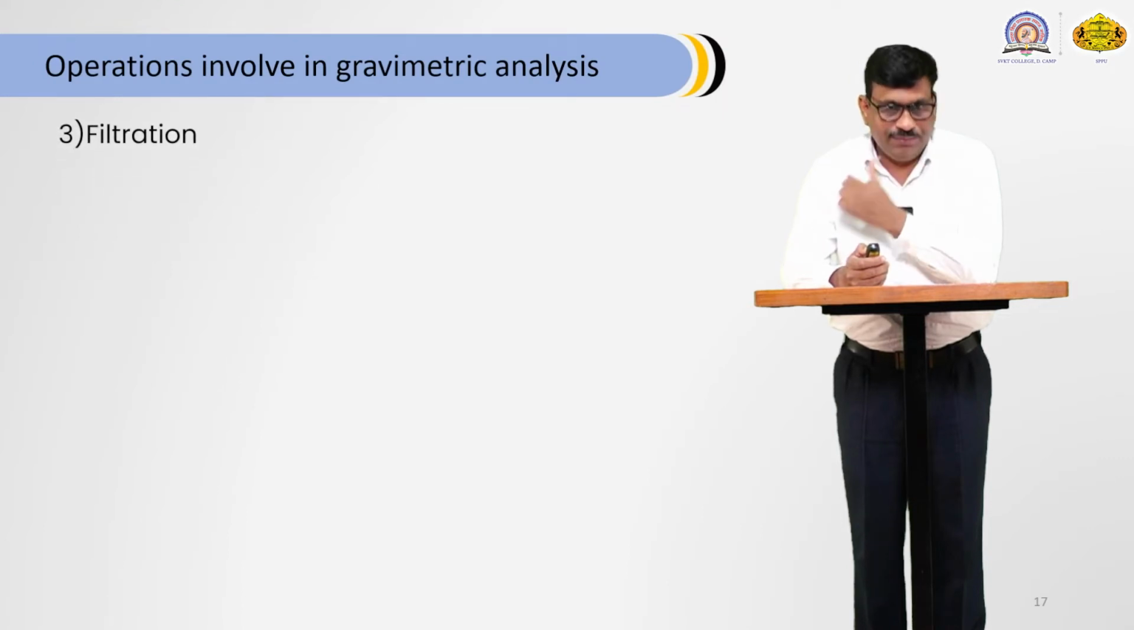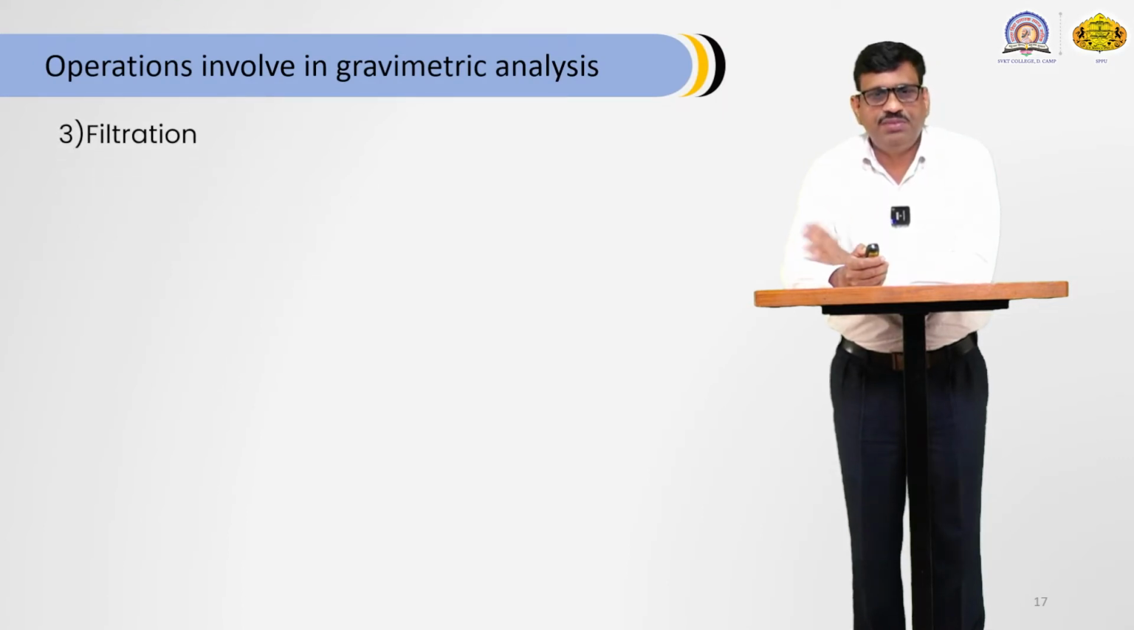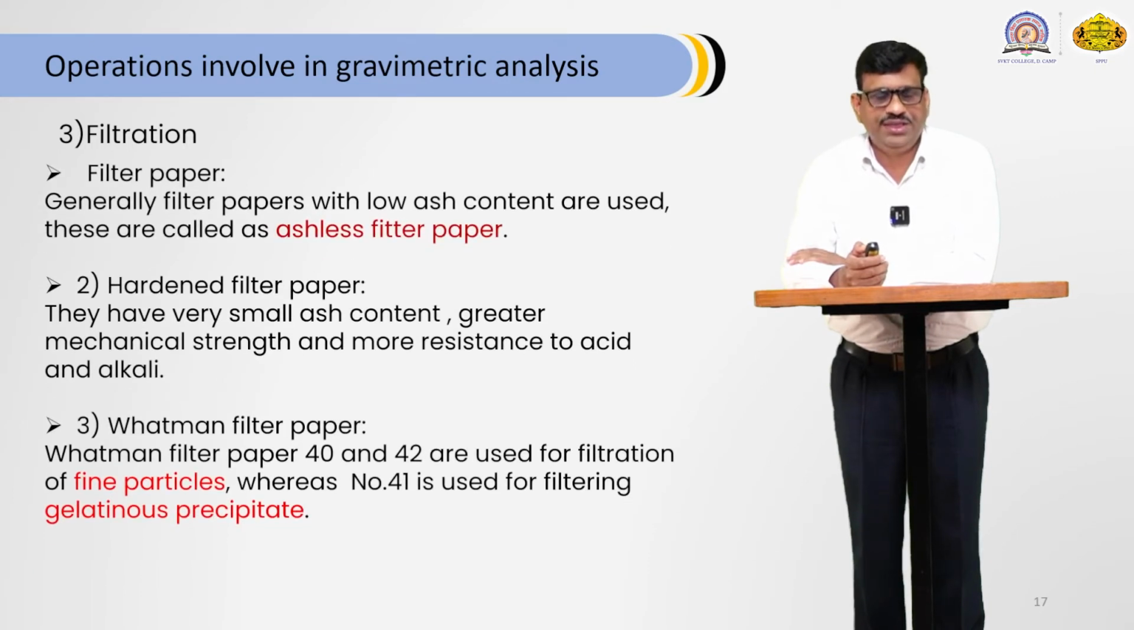Third operation is filtration. Separation of precipitate from mother liquor is called filtration. There are different filtering tools that can be used. First is filter paper. Generally filter papers with low ash content are used. These are called ashless filter paper. Sometimes we use hardened filter paper when very acidic or basic solutions are present in mother liquor. At that time, normal filter paper is not useful. In that case, hardened filter paper is used. It has resistance to acid and alkali.